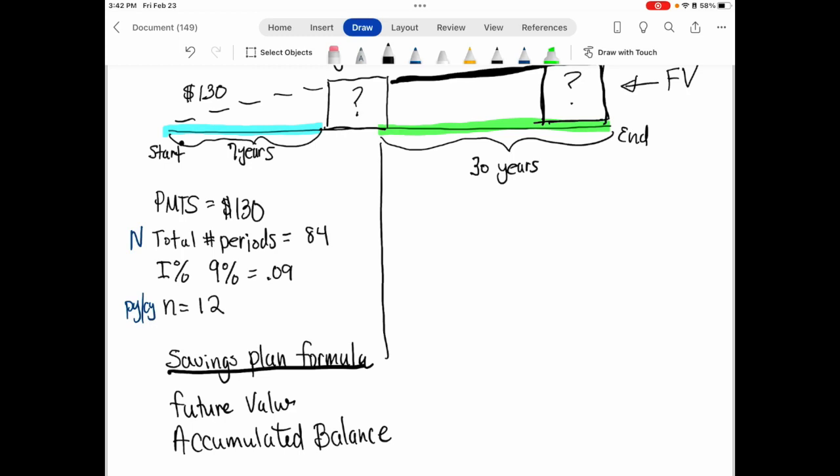No matter which method you use, when you solve, you should get your future value is $15,135.50.